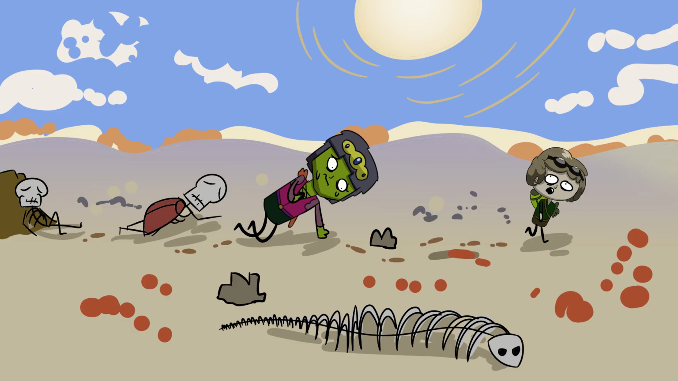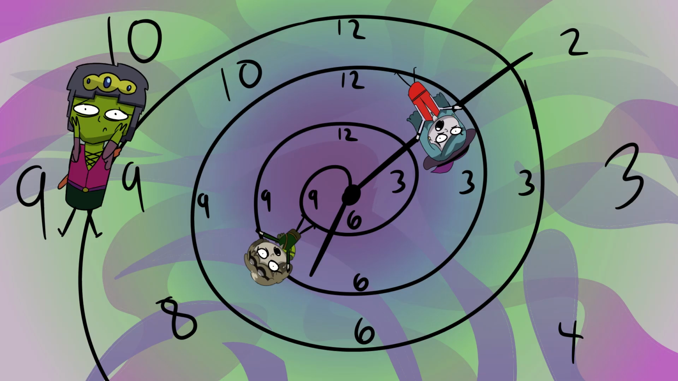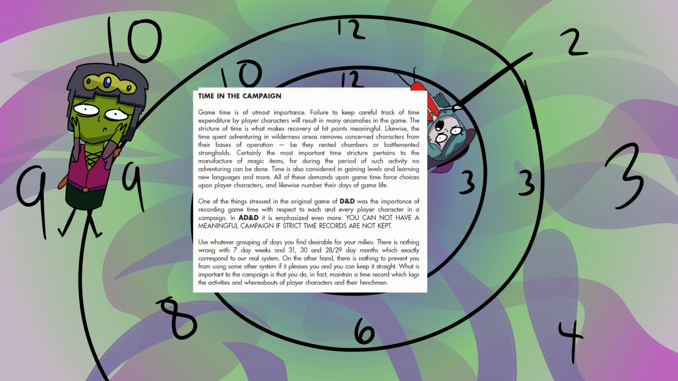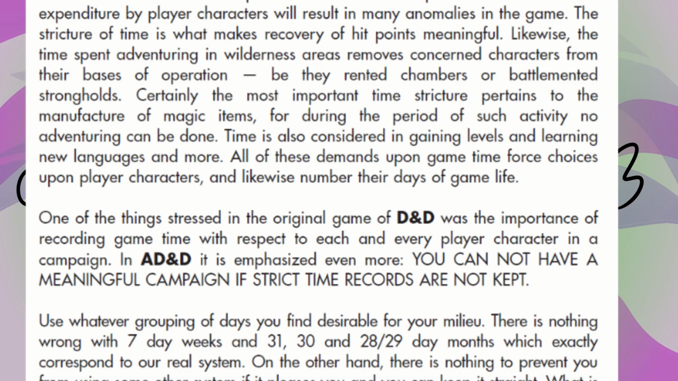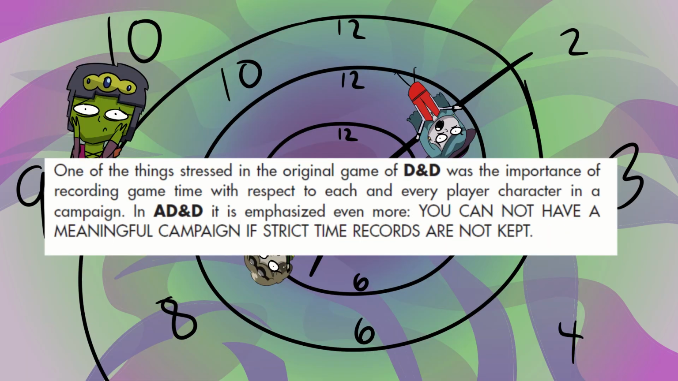We then decide to talk about time. He discusses how keeping strict time is very important in a campaign. As a matter of fact, he says it in all caps, mind you. I will read it. "One of the things stressed in the original game of D&D was the importance of recording game time with respect to each and every player character in a campaign. In AD&D, it is emphasized even more. You cannot have a meaningful campaign if strict time records are not kept."